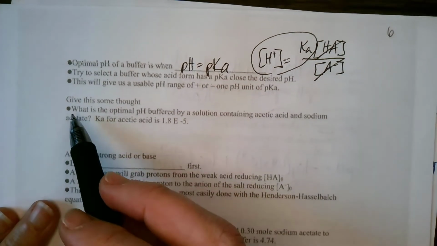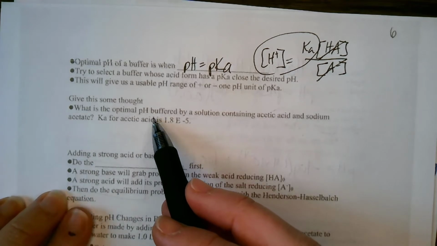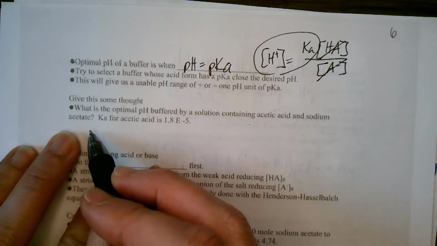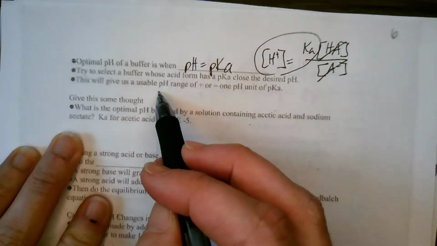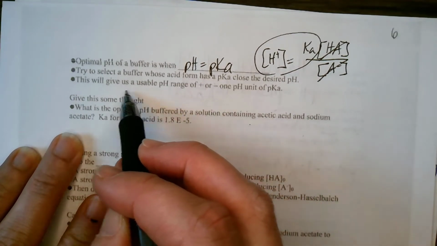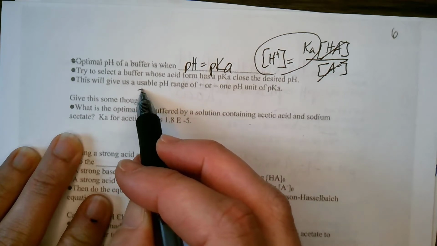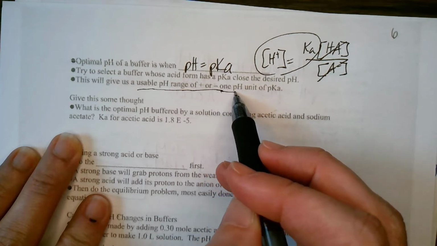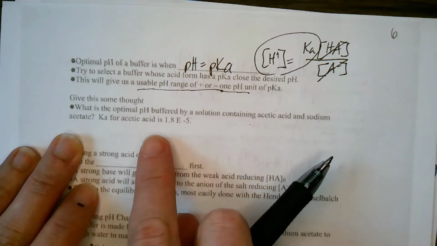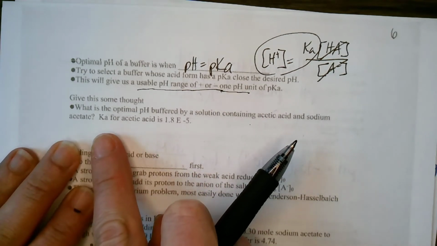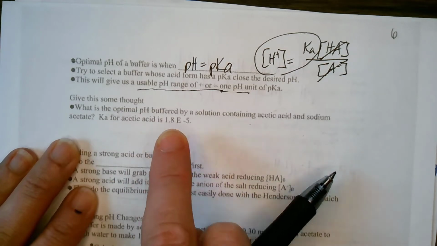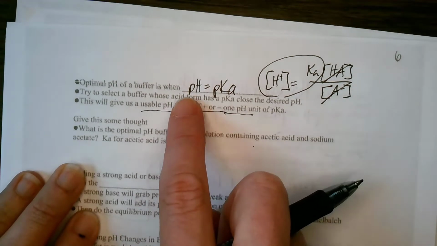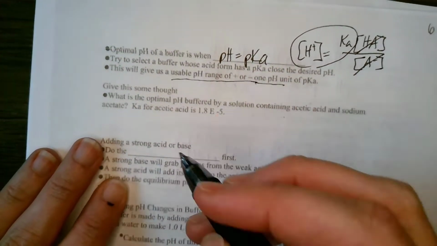So let's think about this. What is the optimal pH buffered by a solution containing acetic acid and sodium acetate? Now, we want to be sure that whenever we look at buffering systems, the pH that we find is plus or minus 1 pH unit. So we're given the Ka for acetic acid, and when we are making this buffering solution, remember we want the pH equal to the pKa.